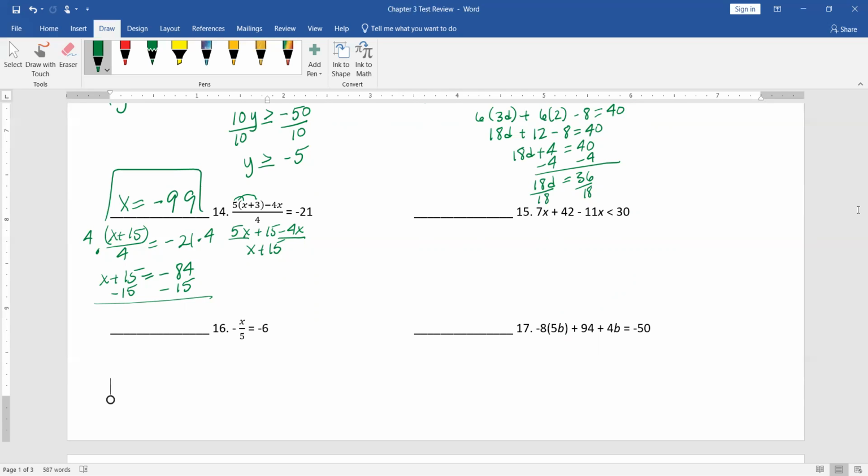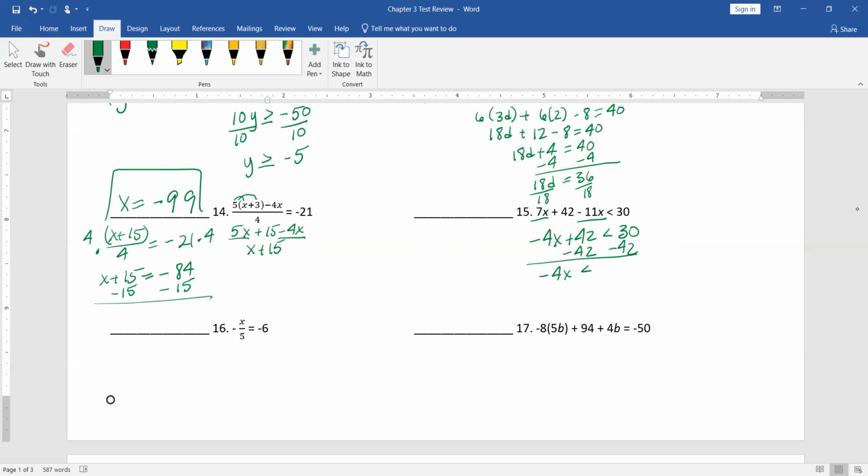All right, number 15. So we have an inequality here. So we have 7x plus 42 minus 11x is less than or equal to 30. So let's combine our like terms. 7 minus 11 is going to be negative 4x plus 42 is less than 30. So we subtract 42 from both sides. Remember, you do not reverse your inequality sign when you're adding or subtracting, but you always check when you're multiplying or dividing. All right, so this goes down to negative 4x is less than 30 minus 42.